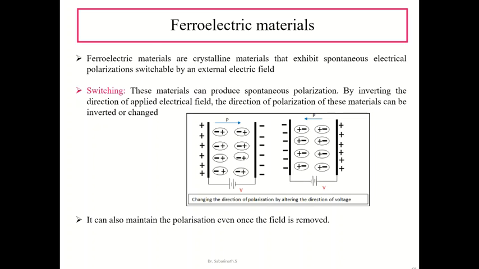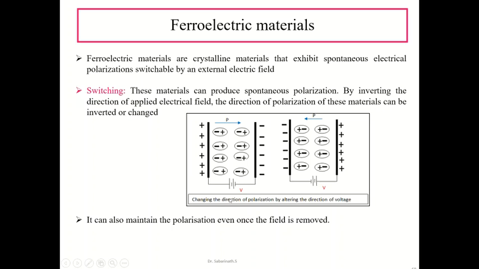So ferroelectric materials are crystalline materials that exhibit spontaneous electrical polarization, which is switchable by an external electric field. When an electric field is applied, the material exhibits spontaneous electrical polarization. So what is switching? The materials can produce a spontaneous polarization by inverting the direction of the applied electric field. The direction of polarization of these materials can be inverted or changed.